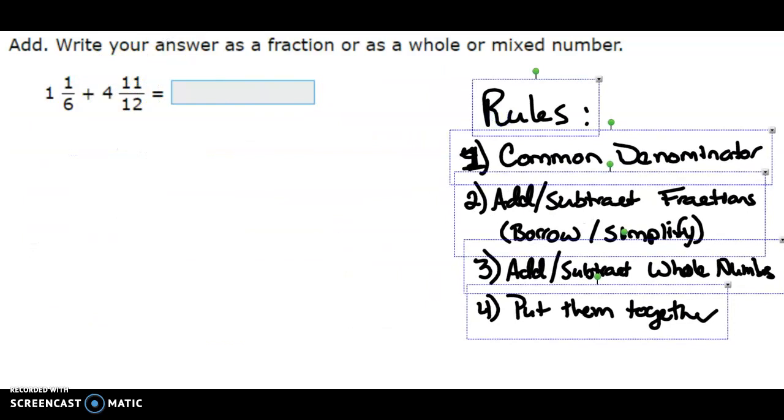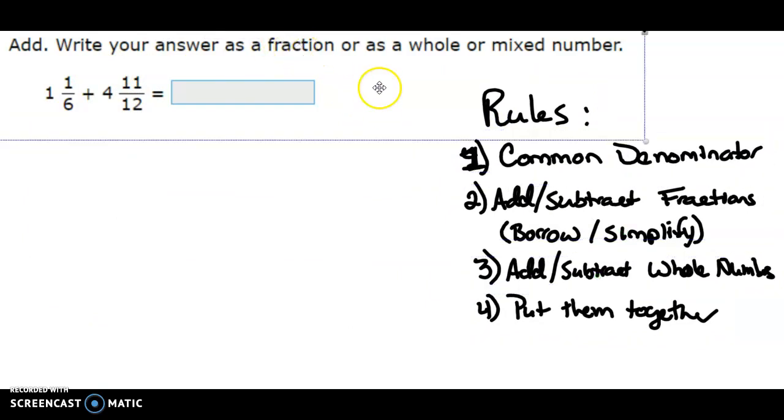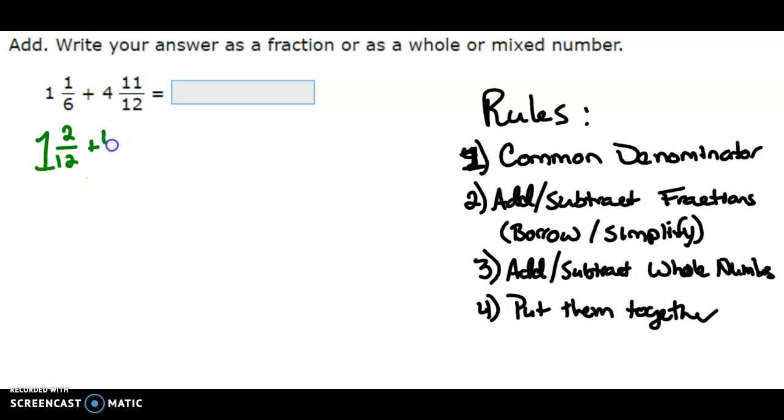On this question, once again, we do not have a common denominator. Our denominators are 6 and 12. So the first thing we're going to do is find that common denominator. Common denominator of 6 and 12 is going to be 12. So we only have to change our first fraction. 1 and 1/6 becomes 1 and 2/12 plus 4 and 11/12. No need to change the second one. Common denominator done.